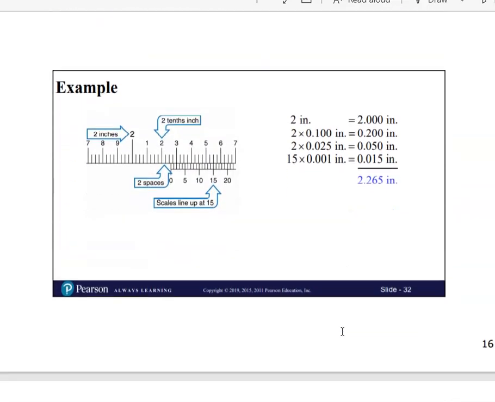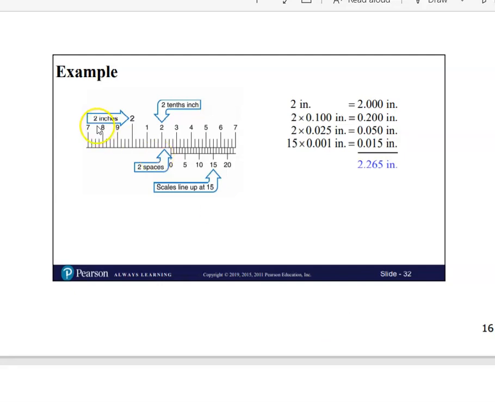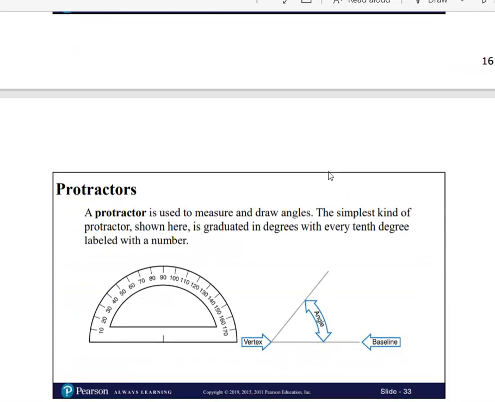Here's another example of that. So we've got 2 inches, then we've got 2 tenths, then we went over 2 spaces to get 2 times 0.025, and then last, the 15 is the number that lines up perfectly with the number on the other scale, and so they multiplied that by 0.001 and added all those together.